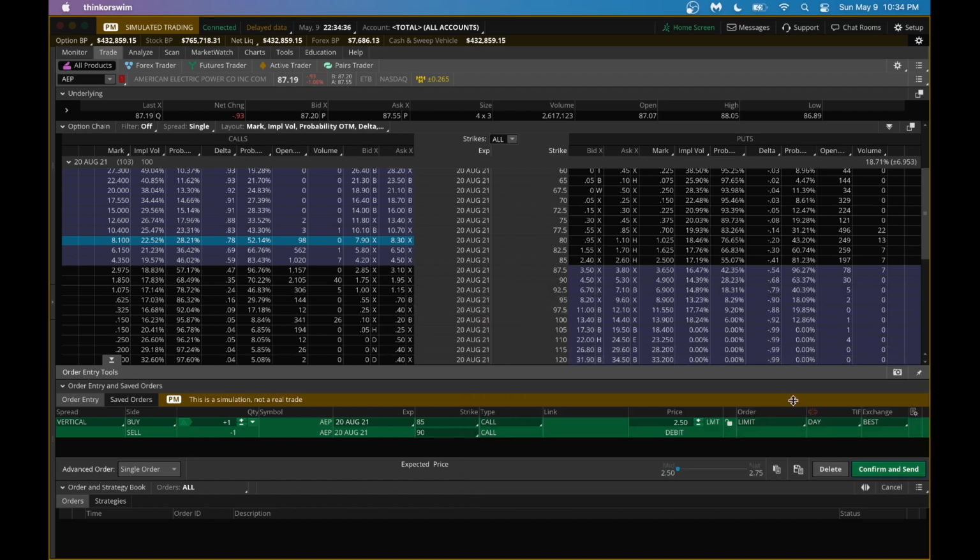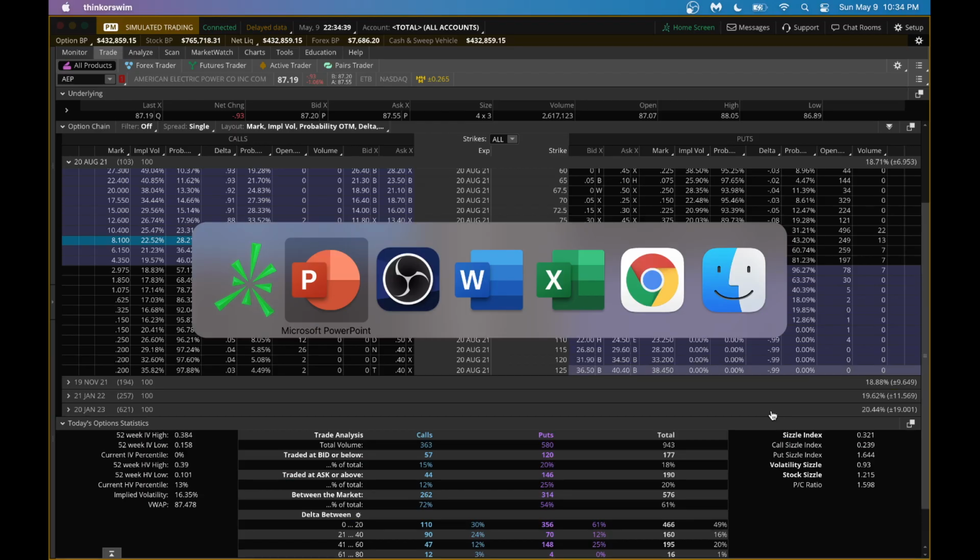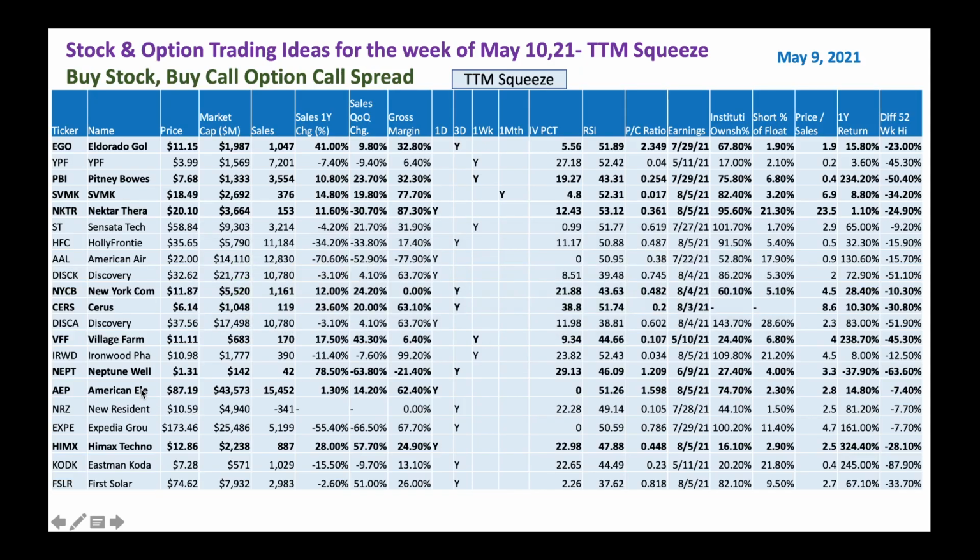So with that, let's look at a couple more ideas. Let me go back here. We looked at American Electric Power, and then there are other ones here. I also like Expedia. As you look at Expedia here, it's a reopening play, and we have a 3-day squeeze. Normally a 3-day squeeze will last a little bit longer than the daily squeeze. The stock is at 173, and it's just 7% off of its 52-week high. As you scan through this, its RSI is 50, mid-level, and IV percentile is 0.